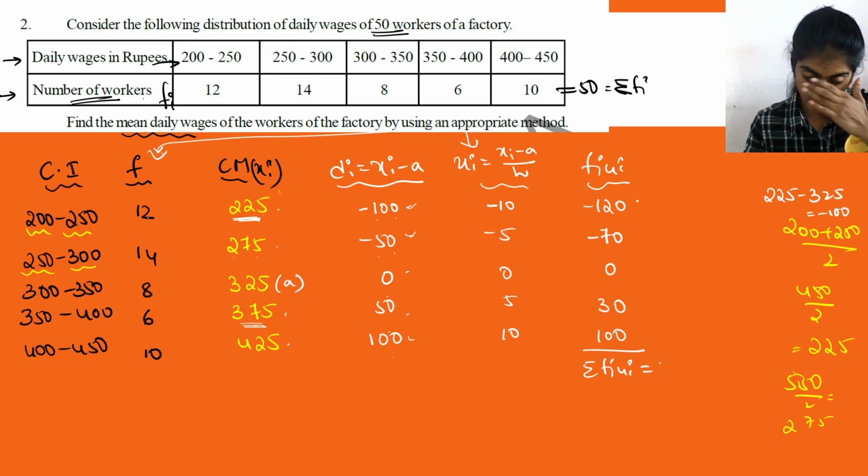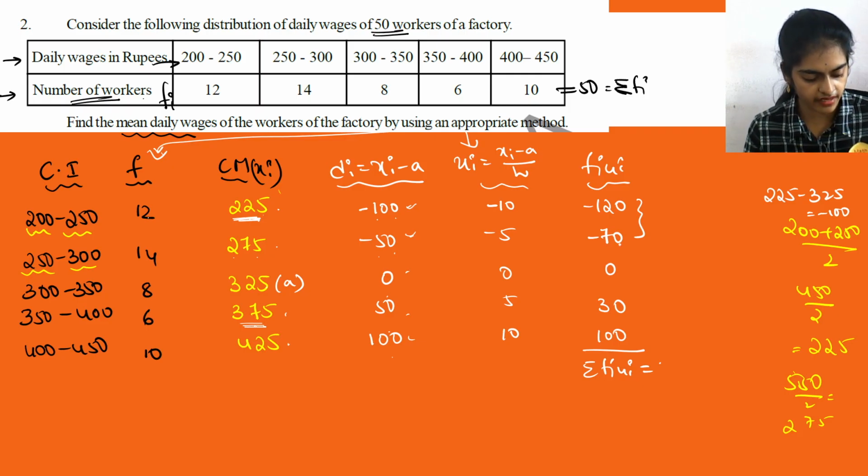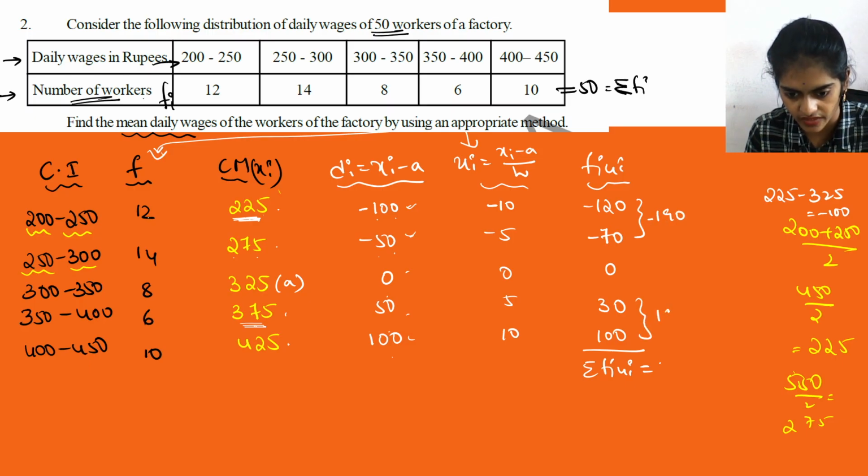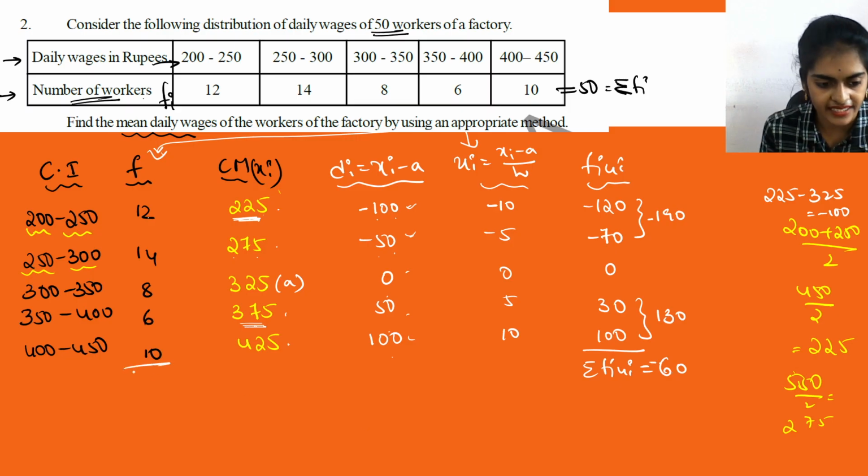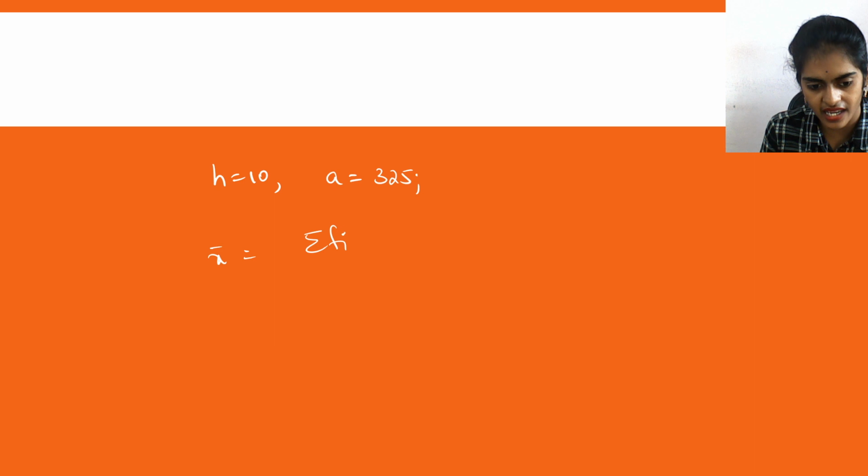Okay. So it's right. Adding these two, 120 minus 70. How much are you getting? 120 minus 70, 190 you will get. Minus 190, and here how much do you get? 130. So minus 190 plus 130, how much do you get here? Minus 60. And this is sigma fi, they gave you in the question, 50. So your mean formula. See here, h is 10. Assumed mean, how much did you take? It is 325. And your mean formula is A plus sigma fi ui divided by sigma fi, into h.